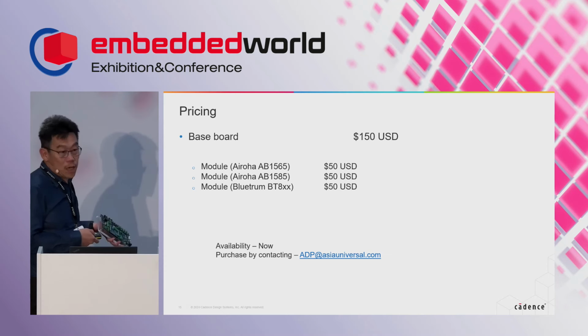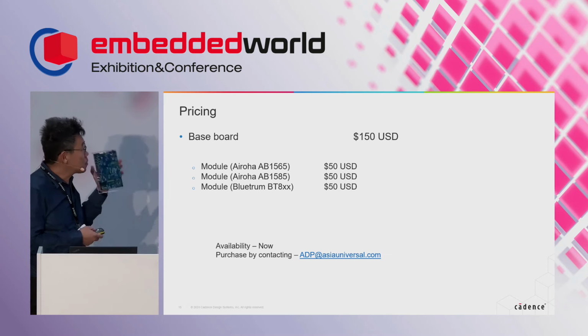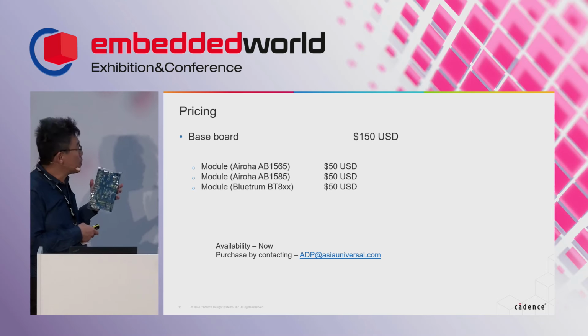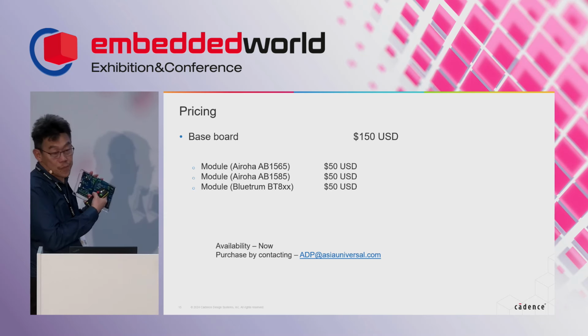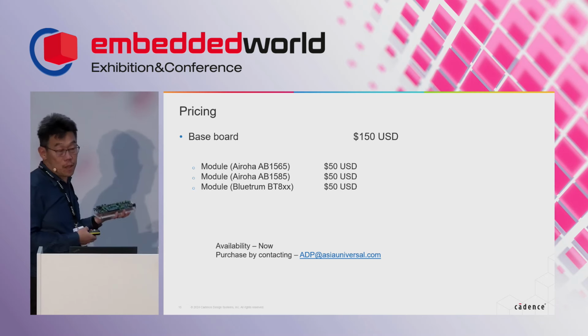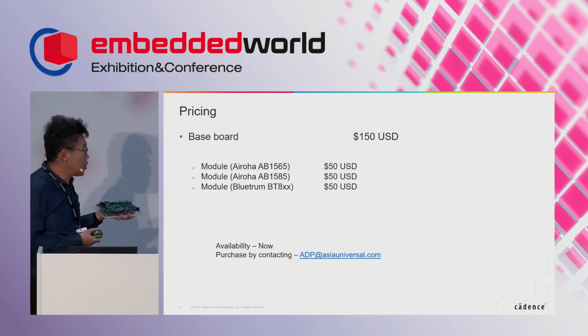So this is a proposed pricing. The baseboard for $150 US, and the modules or the carrier board will be $50. The hardware is developed and promoted and marketed by one of our partners, Asia Universal.